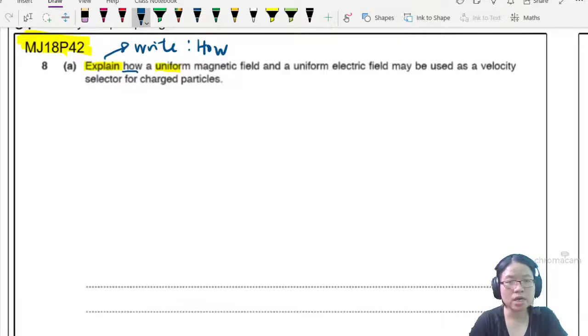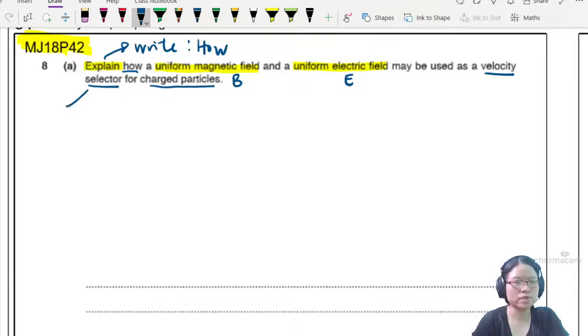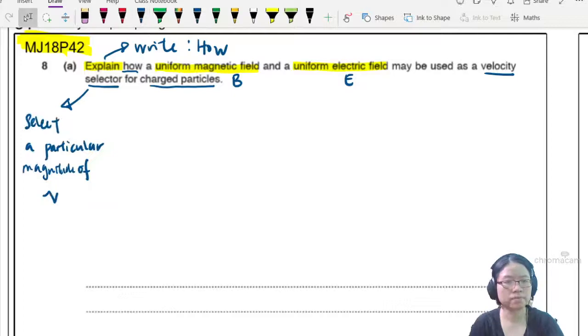A uniform magnetic field and a uniform electric field, so we have B and E, may be used as a velocity selector for charged particles. So this is to select a particular velocity, a particular magnitude of V.